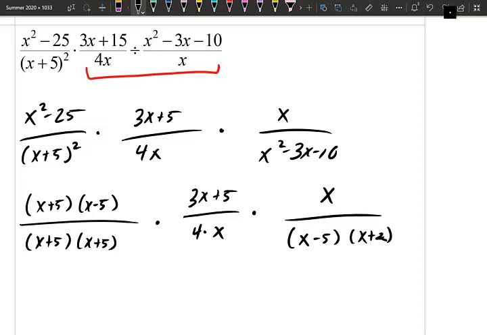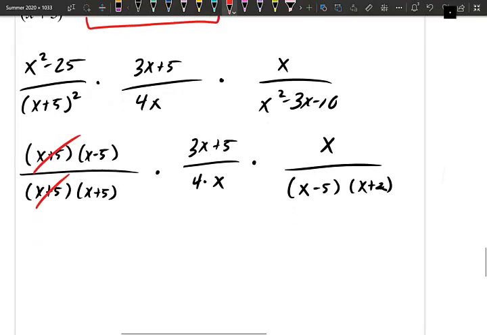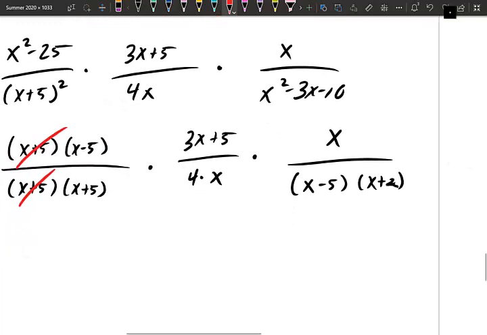Alright, we can cancel diagonal, so literally any diagonal and up and down. Up and down first: we do x plus 5, x plus 5. That's it for up and down. Now let's do diagonal. We have x minus 5, x minus 5, and then we also have x. There's no plus or minus in between there, so we can cancel out those x's.